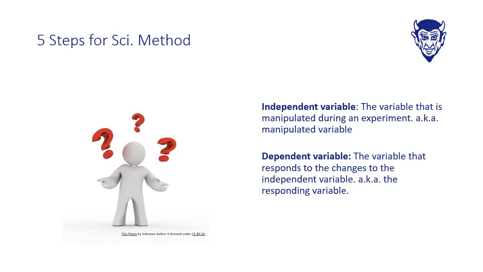Within the experimental group, you have 2 types of variable. The first is the independent variable, which is manipulated or changed during the experiment. The independent variable is also known as the manipulated variable. The other type of variable is the dependent variable, which is the one that responds to changes in the independent. The dependent variable is also known as the responding variable.